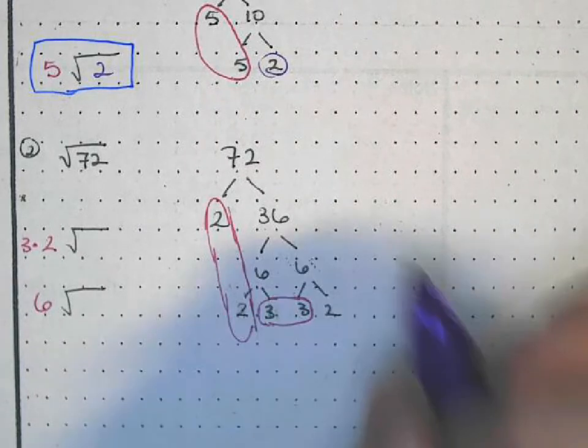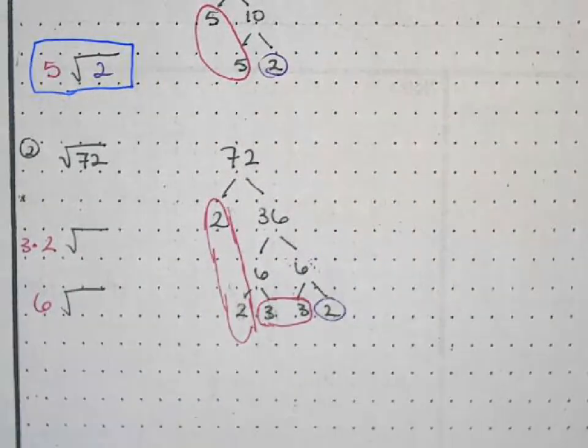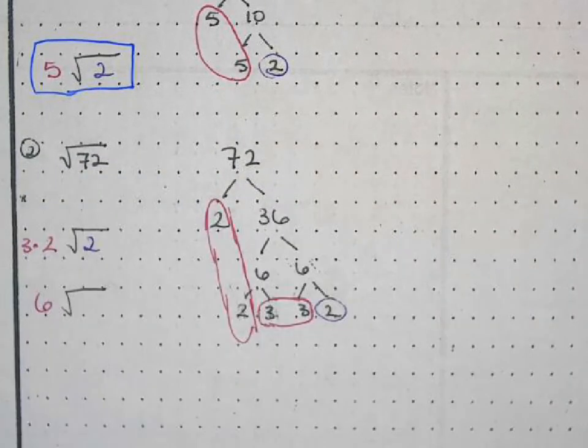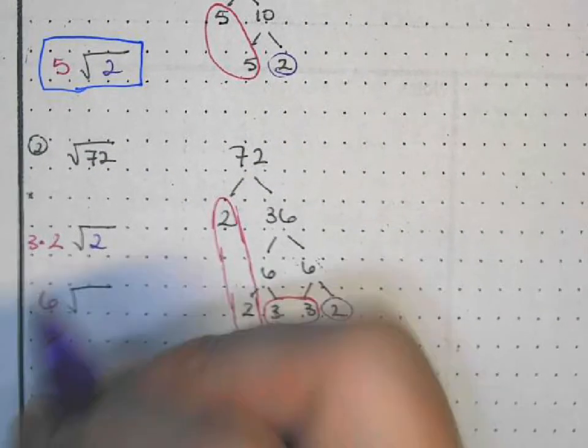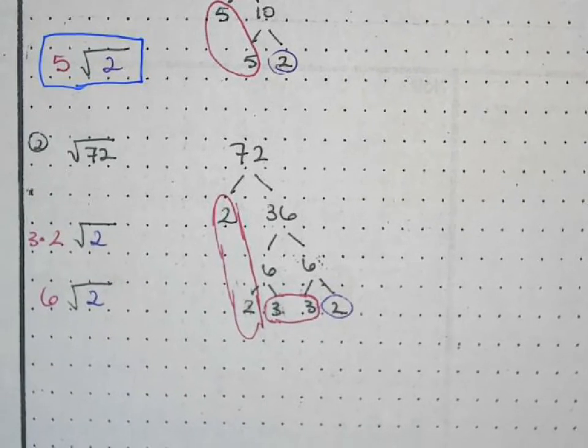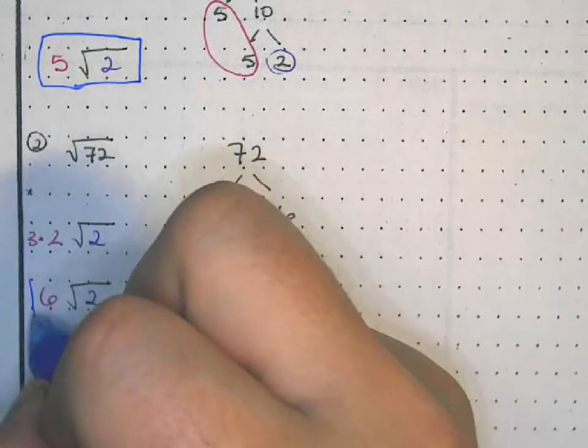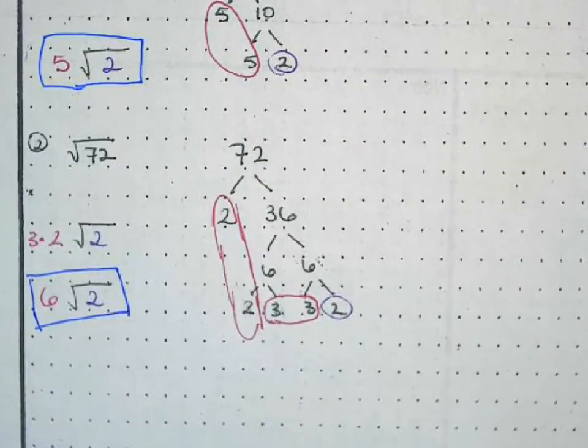Now any number that's all by itself, that little 2 goes on the inside. It's the only number by itself, so it stays like that. And then we have our final answer.